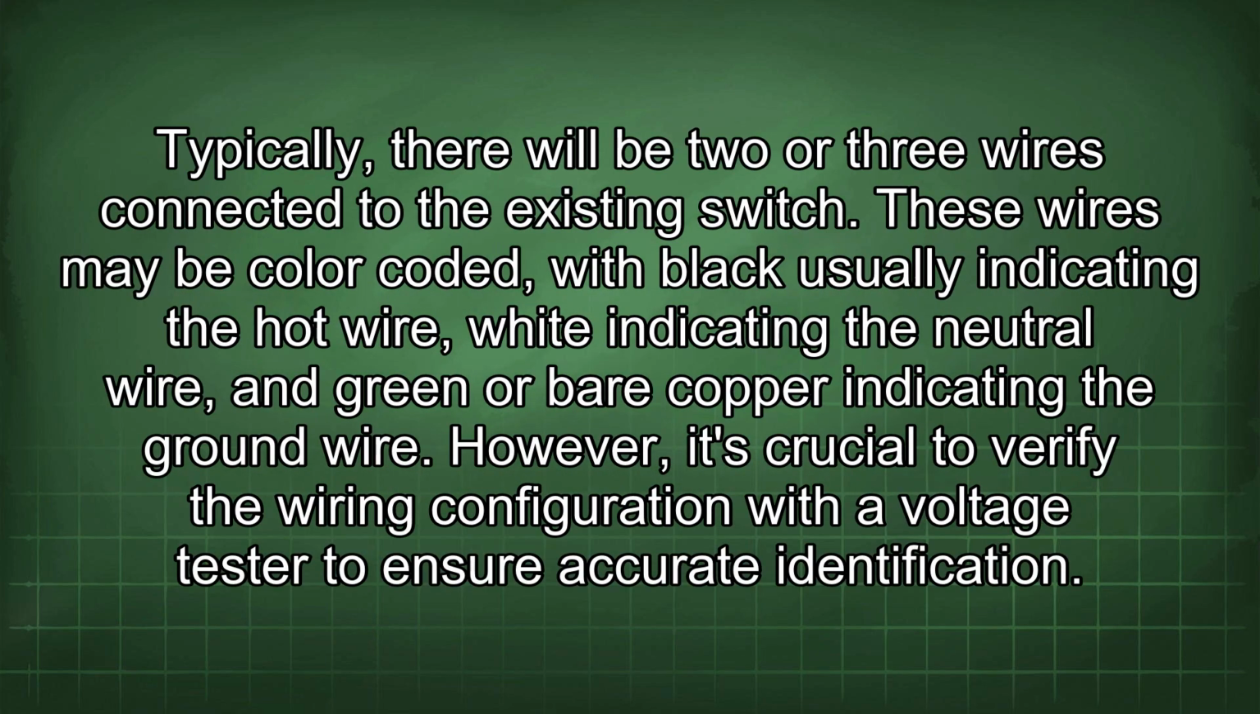Typically, there will be 2 or 3 wires connected to the existing switch. These wires may be color-coded, with black usually indicating the hot wire, white indicating the neutral wire, and green or bare copper indicating the ground wire. However, it's crucial to verify the wiring configuration with a voltage tester to ensure accurate identification.